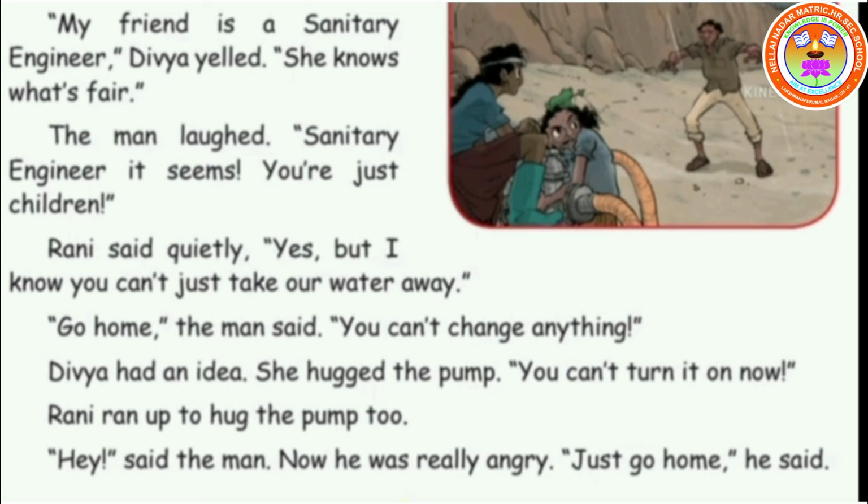The man laughed. "Sanitary engineer, it seems? You are just children." Rani said quietly, "Yes, but I know you can't just take our water away." "Go home," the man said. "You can't change anything." Divya had an idea. She hugged the pump. "You can't turn it on now." Rani ran up to hug the pump too. "Hey," said the man. Now he was really angry. "Just go home," he said.